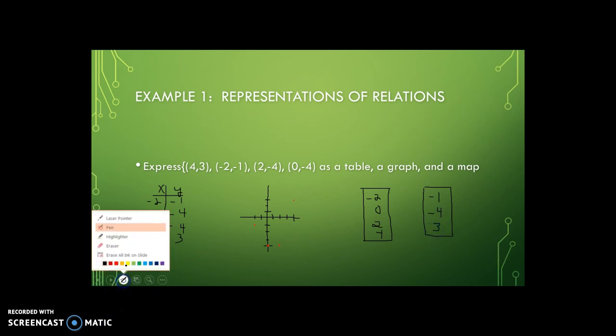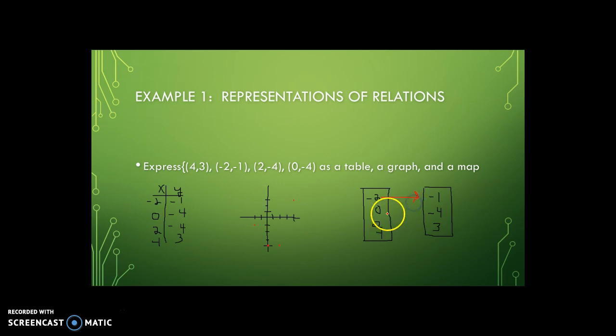And then I'm going to take my pen, I'm going to change it to red again, and I'm just going to map these onto each other. So -2 goes to -1. It's an awesome straight line. 0 goes to -4. 2 also goes to -4. And you're going to see in the next chapter how we can have issues when one element from the domain goes to 2 different range values. That's not a function, but that's actually covered in the next section. And then 4 goes to 3. So this one is a map. So we've checked off all 3 boxes.